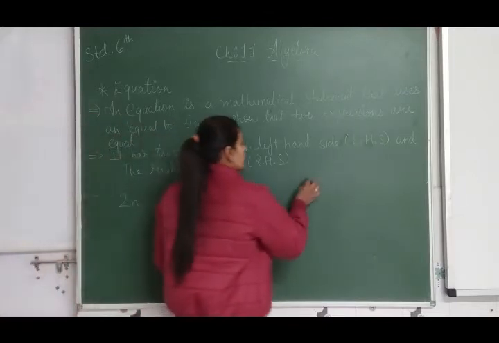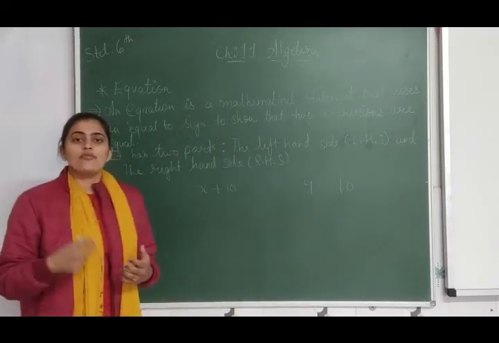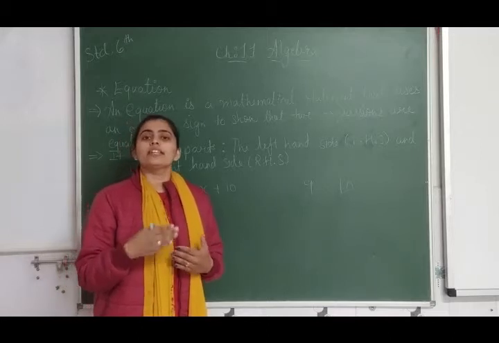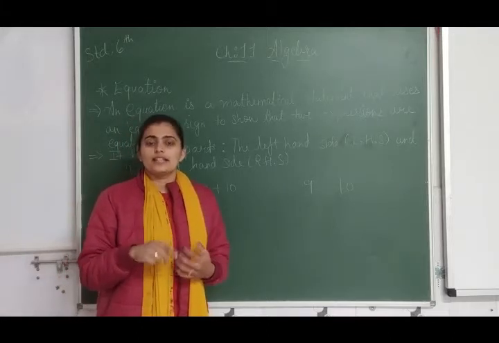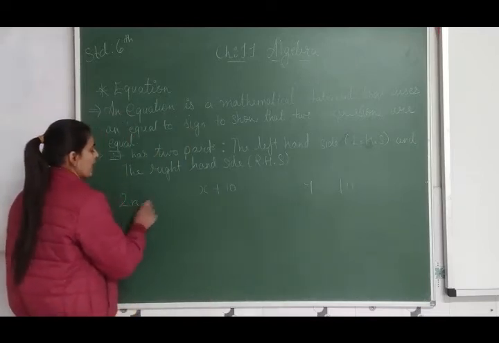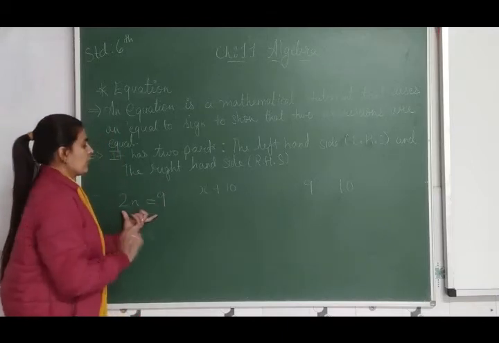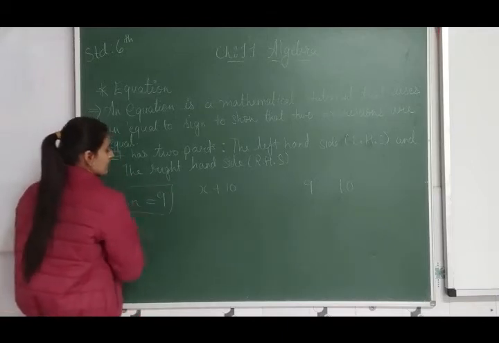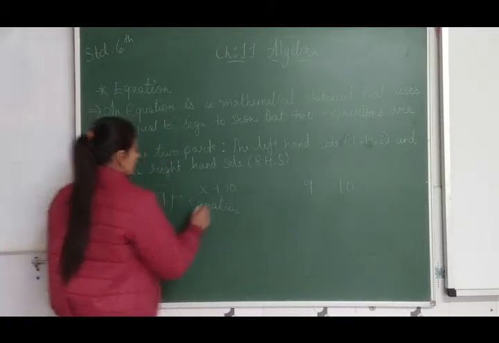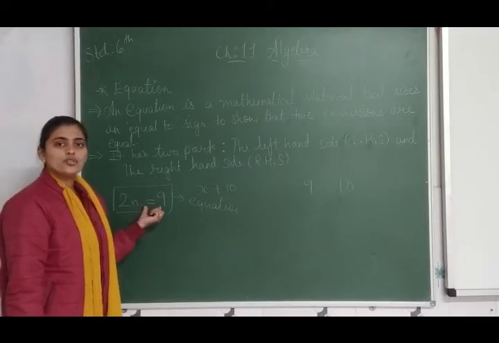Then only 9 or only 10, all these are what? Expressions. Now when two expressions are there but between them an equal to sign is there, then it is called an equation. So if 2n is equal to 9, then this becomes an equation, because between two expressions an equal to sign is there.